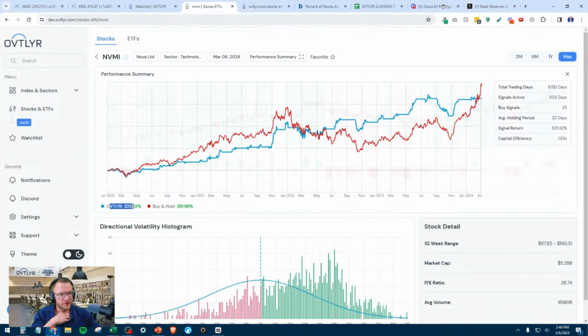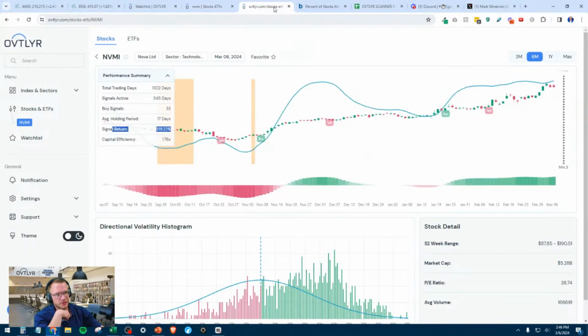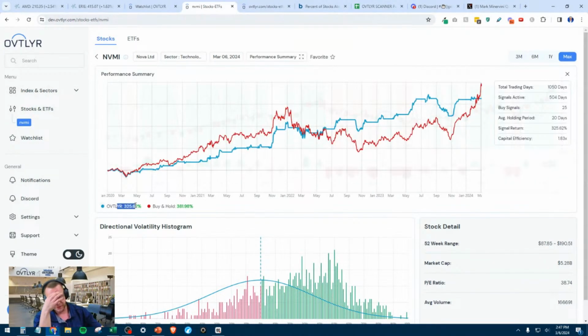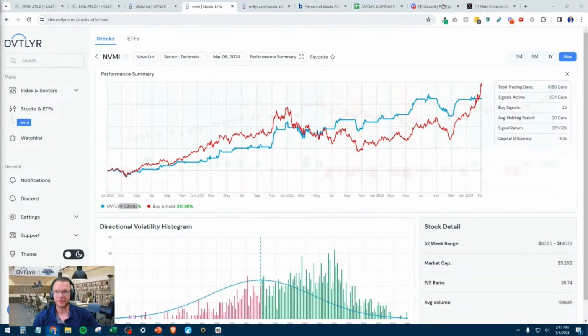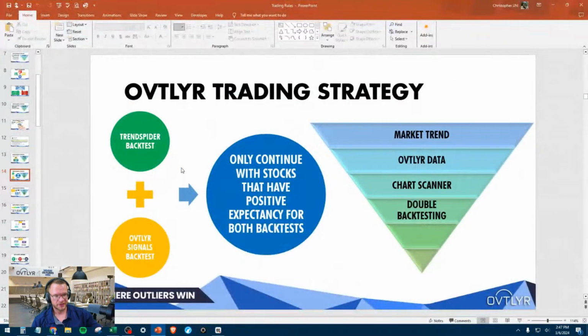So this says 325. Okay. So it must be the max return that we're seeing on here. I was curious. I didn't actually know that because this is 325 using the 2.0 signals. And you can see buy and hold versus outlier. And a lot of time you're in buy and hold. A lot of time you're in cash and you're getting pretty good on here. I think that's pretty awesome. Very positive return there. Bluefin Trader says, oh, he's got SPX A50R for market breadth. Yeah, basically the same thing, my dude. Awesome. Okay, NVMI looks good from the backtesting perspective.